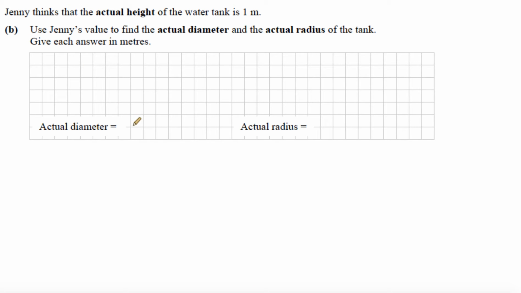So the actual diameter, instead of being 6, would be half of 6. So that would be 6 divided by 2, which is 3. 3 metres, that would be. So 3 metres would be the actual diameter. The actual radius then would be, well, the radius is half the diameter, so it would be 3 divided by 2, which is 1.5 metres.